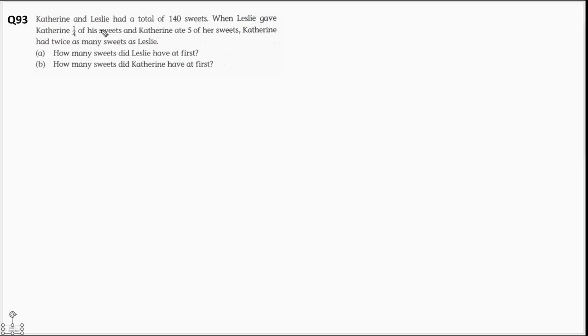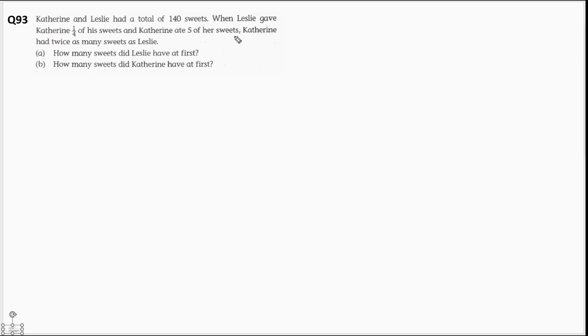Well, we've got two people and we've got the total number of sweets. Leslie gives Catherine a portion of his sweets. Catherine eats 5 of hers. So we've got 5 that leave the model at some point. We've got to watch out for that. But we're told that after all this happened, Catherine had twice as many sweets as Leslie.